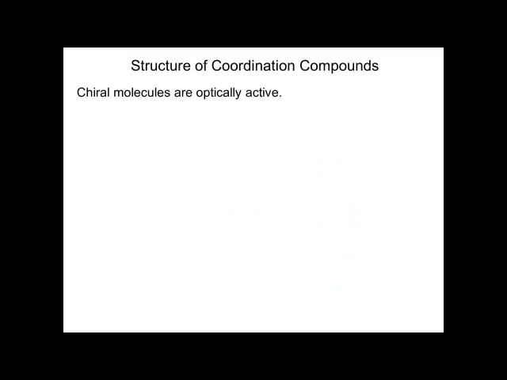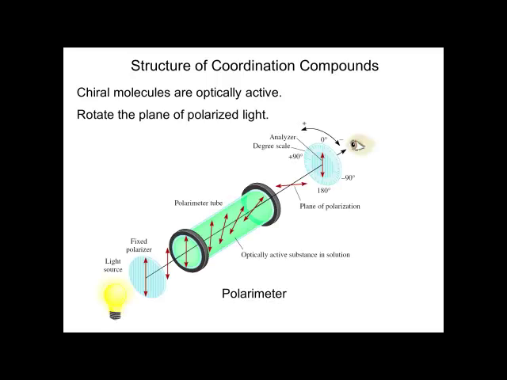Chiral molecules are optically active, which means that they rotate the plane of polarized light. If we put a solution in a polarimeter tube and pass polarized light through it, it will be rotated.